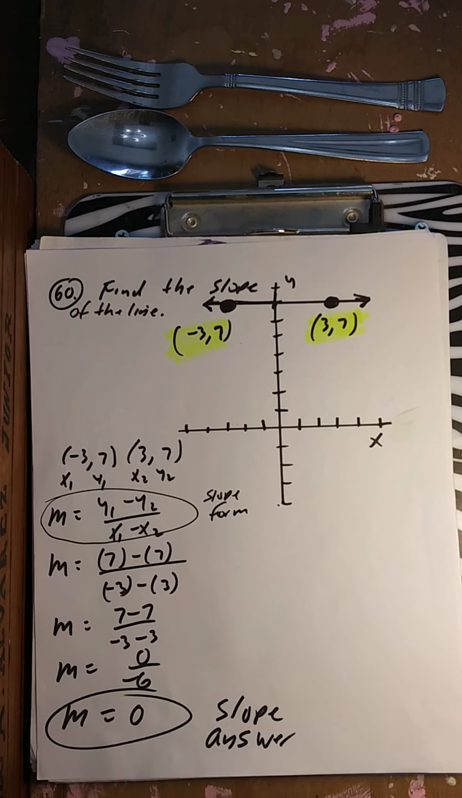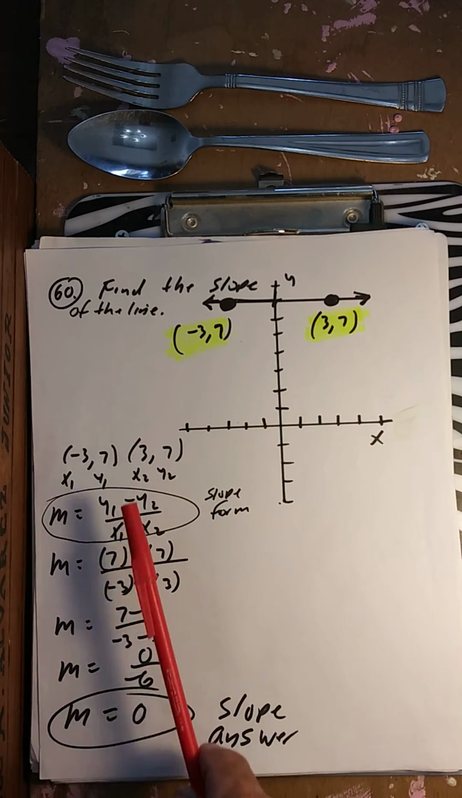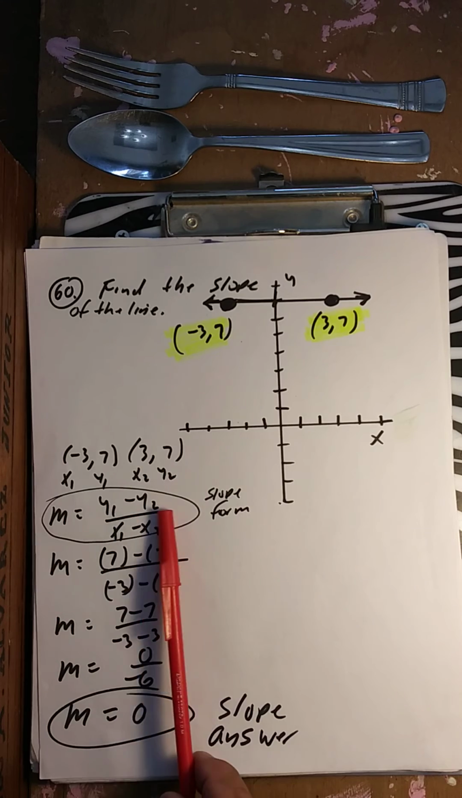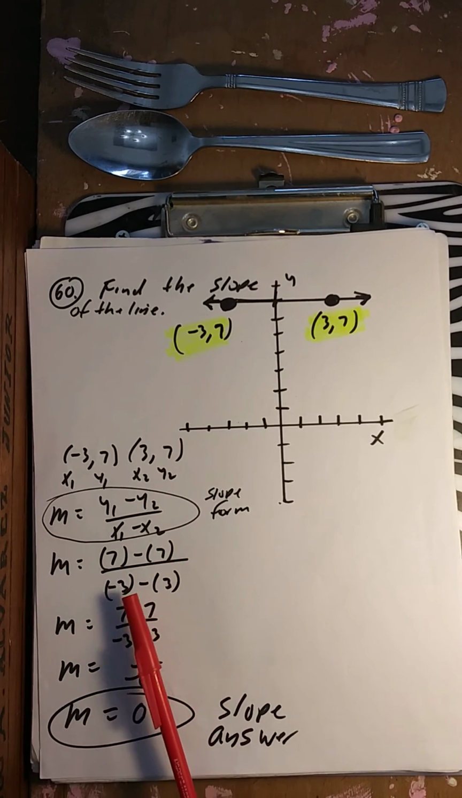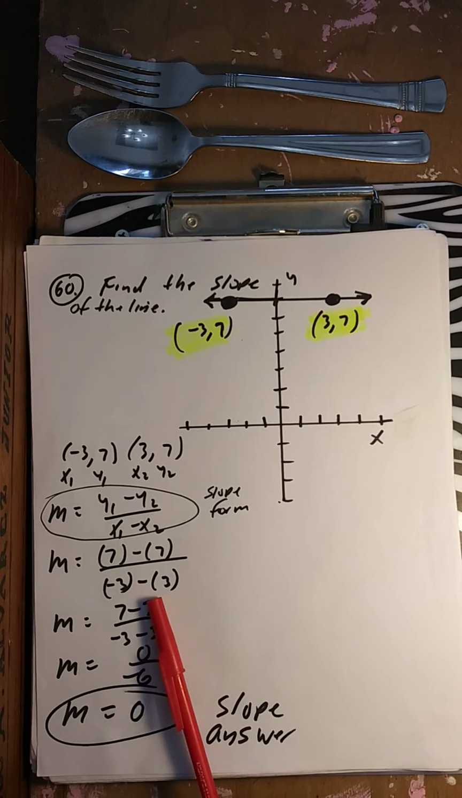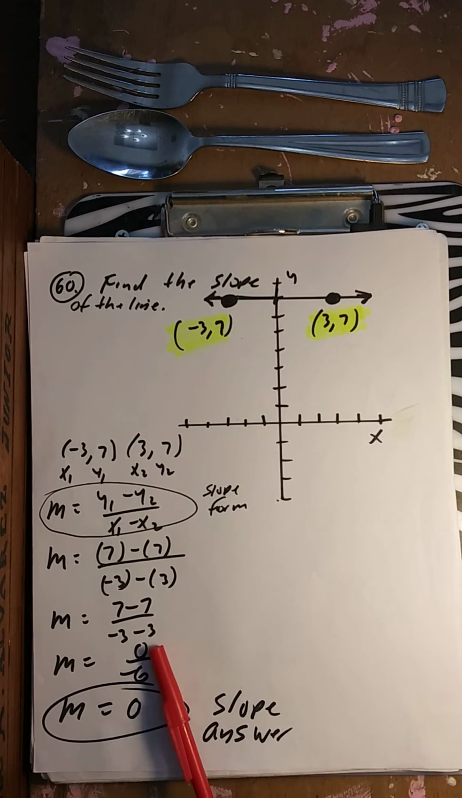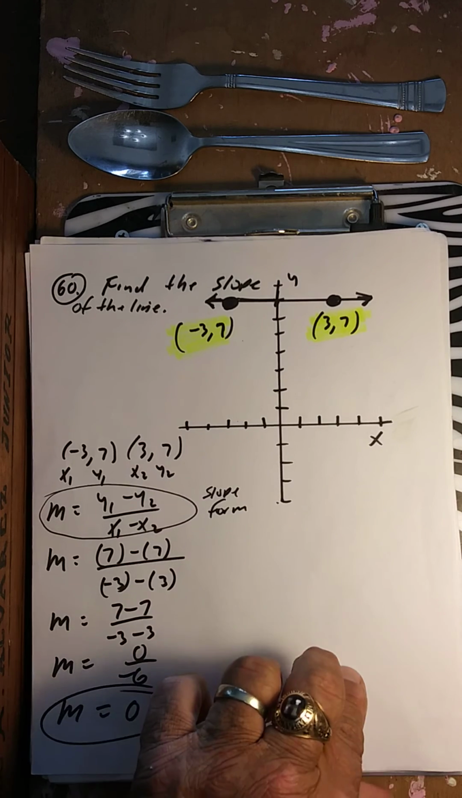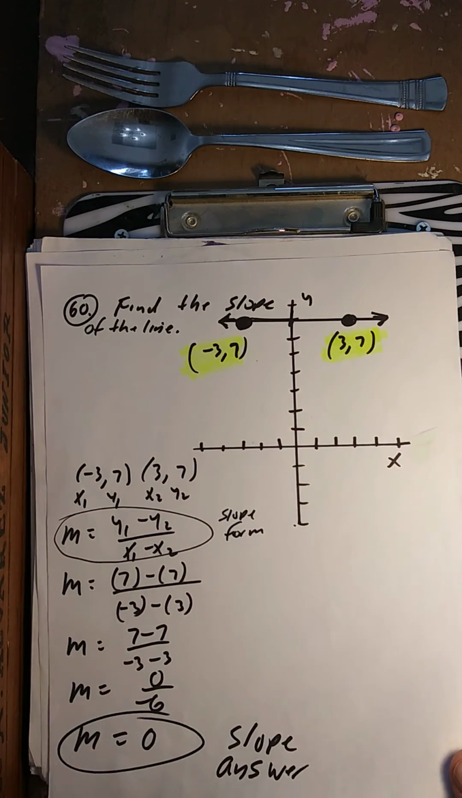Find the slope of 2 points. This is going to be x1, y1, x2, y2. Put them in there. So slope formula again. I'm using this one, y1 minus y2 over x1 minus x2. So m is 7 minus 7 over negative 3 minus 3. So 7 minus 7 is 0 over negative 6. So 0 divided by any number is still going to be what? 0. That's it. 0. So that's it right there for now.